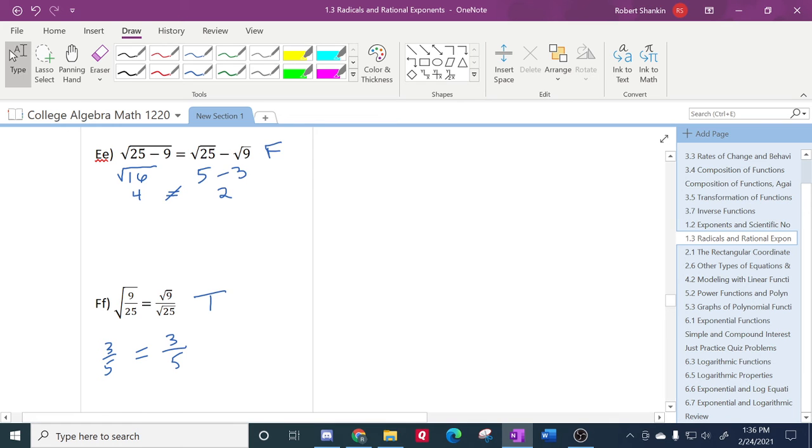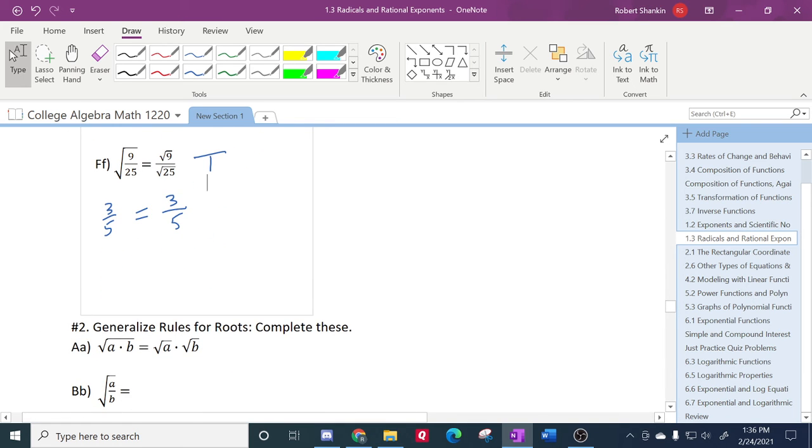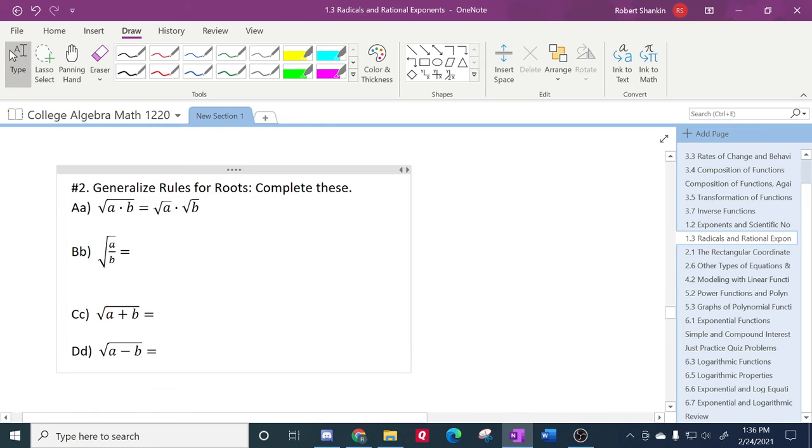Alright. And now, why did we spend all this time with this? Well, we want to generalize the rules. So, a generalized rule is the square root of a times b is equal to the square root of a times the square root of b. And I want you to complete the right-hand side for all of these rules. And I want you to do this inside of your group chat. And I'll give you a minute.